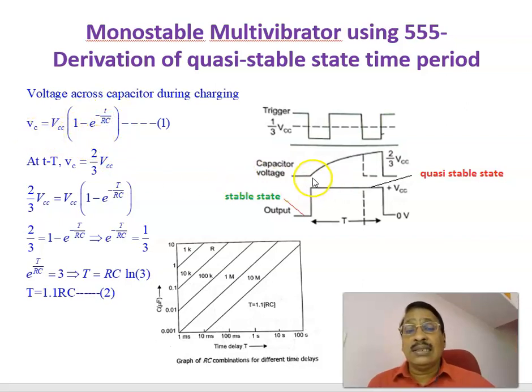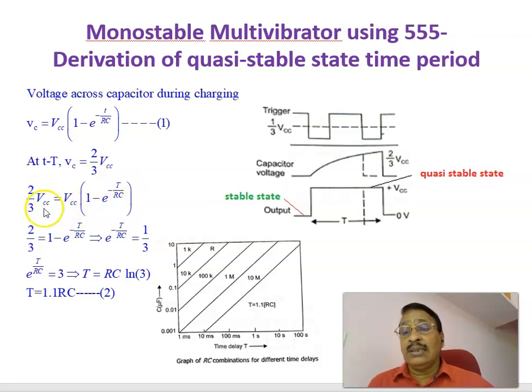Or in this case, the time duration to change from 0 to 2/3 VCC, you have to substitute Vc equal to 2/3 VCC, and that duration is equal to capital T. Therefore, at time t equal to capital T, the capacitor voltage is changing to 2/3 VCC. Therefore, 2/3 VCC equal to Vcc into 1 minus e raised to minus capital T divided by Rc.